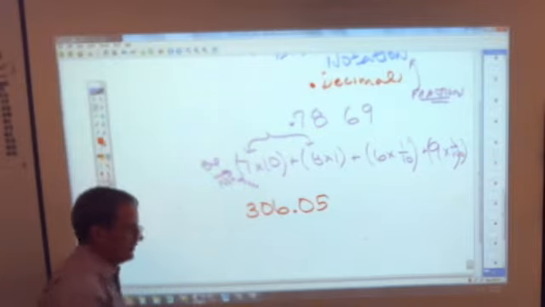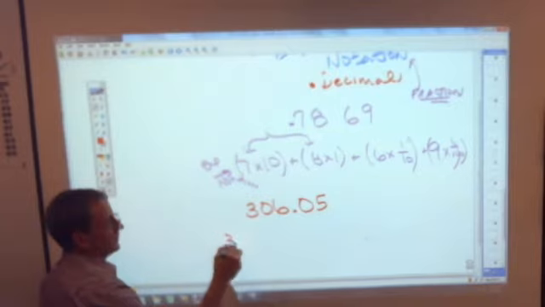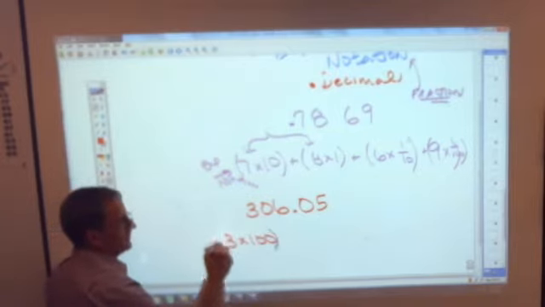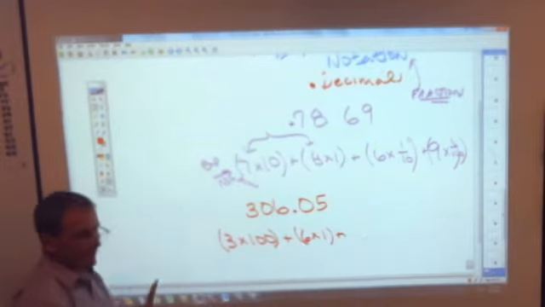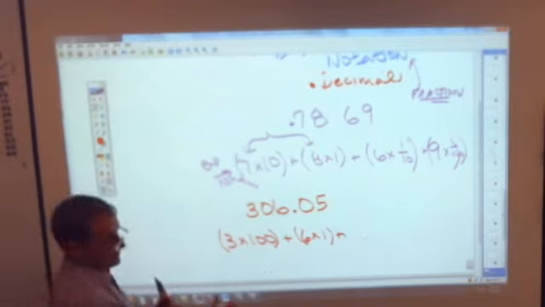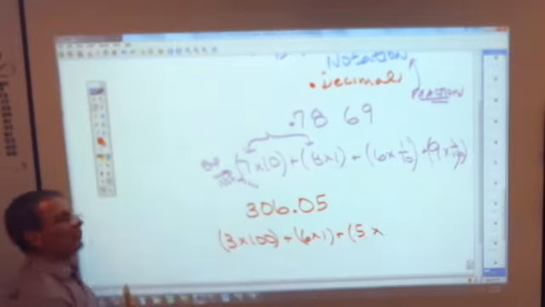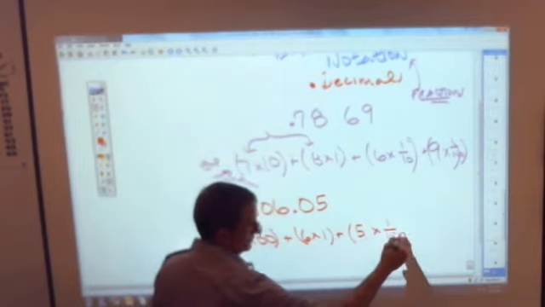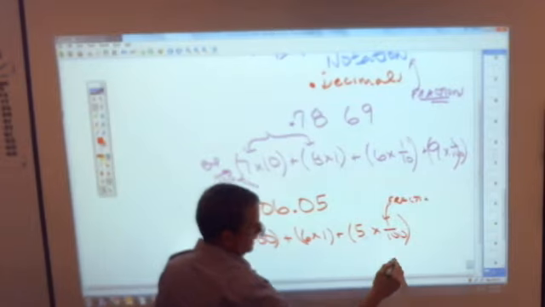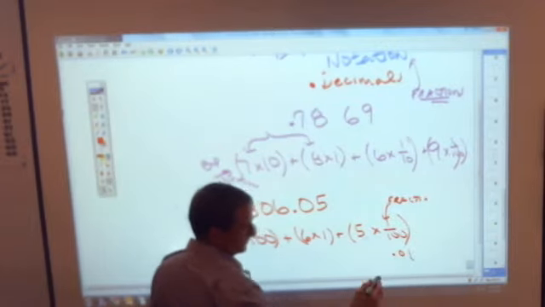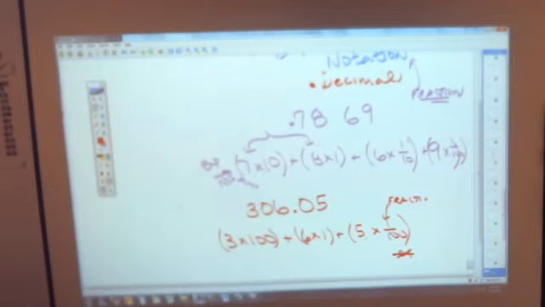306.05. What would that look like in expanded notation? Most of you got this part, 3 times 100 plus the 6 is in the ones place. What am I going to add to that? 5. Alright, I'm going to have the 5, and it's going to be times what? 1 over 100. Okay. Remember, it has to be fractions. Do not do this because we will mark it wrong: 5 times 0.01. You can write it as 5 times 1/100 there. Everybody's happy?